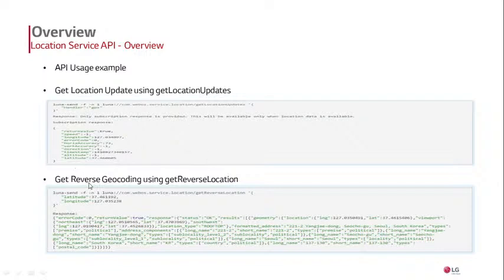In a similar way, we get the response for reverse geocoding using get reverse location. This is the API, and we pass the latitude and longitude as an input, so that we get the corresponding response.